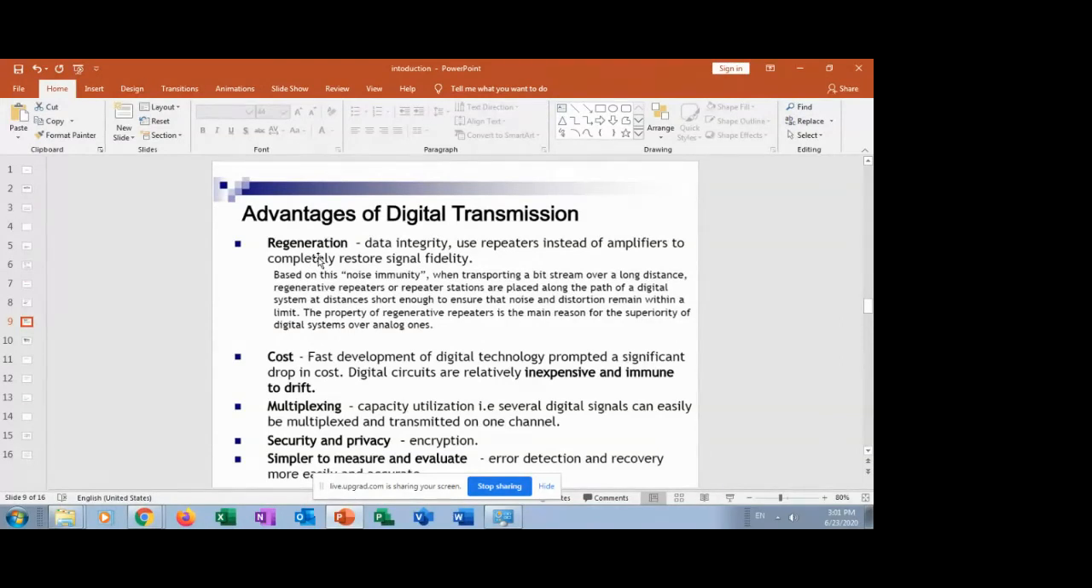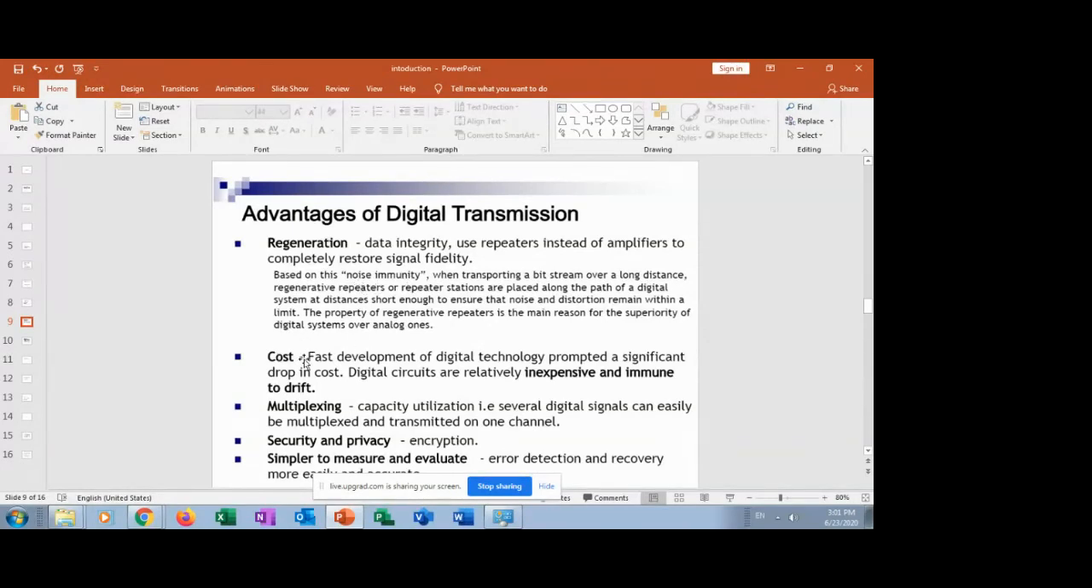So between transmitter and receiver, in long distance communication, we use regenerative repeaters instead of the repeaters we use in analog. If the information is in analog format, we use repeaters. But when we transmit our information in digital format, we have to use regenerative repeaters. Noise limit is very good as compared to analog communication.